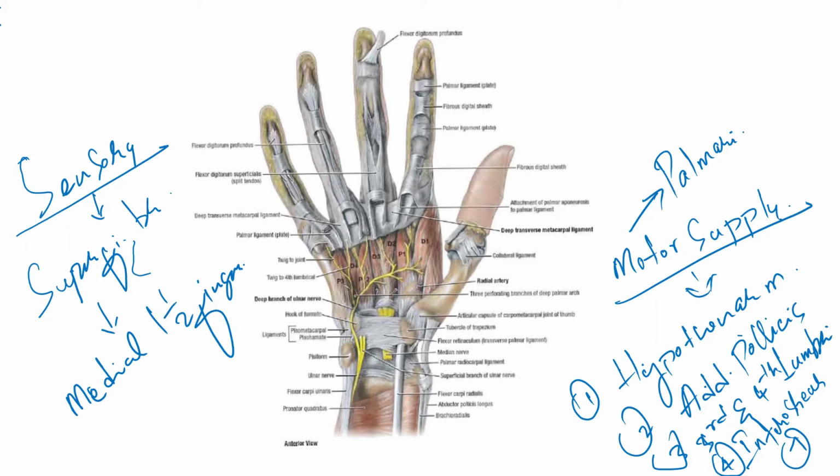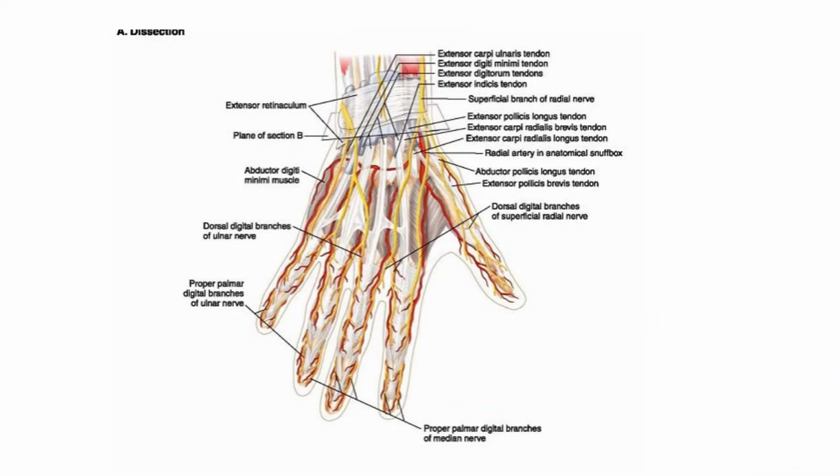Palmaris brevis muscle, which is seen in the superficial plane along the medial border, is also supplied by the ulnar nerve. It is supplied by the superficial branch of the ulnar nerve. So this is about the distribution of the ulnar nerve in the hand.